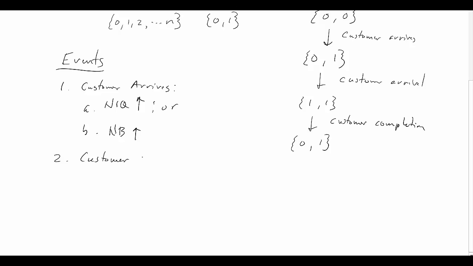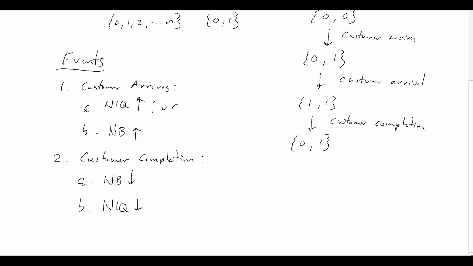The second event that we're interested in is a customer completion. And again, there are only two things that can possibly happen. One is there are no entities in the queue, so the number busy goes down, so the server that was busy then becomes idle. Or B, there are entities waiting, and so the entity being served leaves. The next entity in the queue initiates service. So in this case, NIQ goes down.